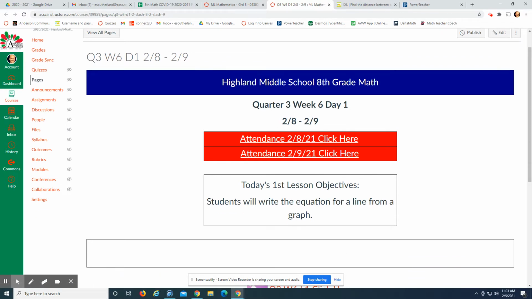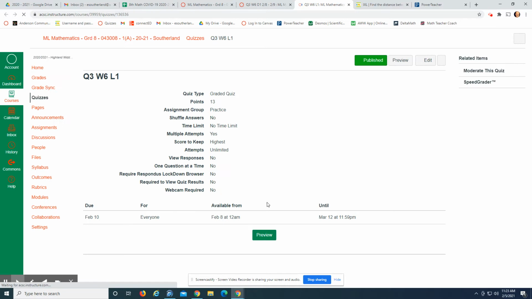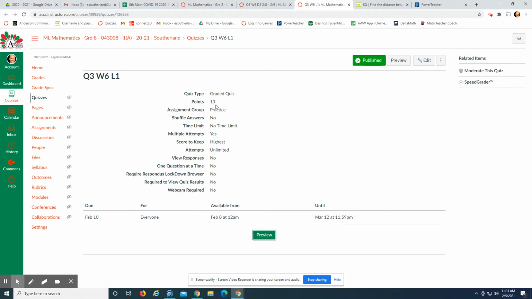Today's goal is students will write the equation for a line from an equation, or from a graph, I'm sorry. This video will be posted right here. We're going to click on the assignment. The assignment is 13 points, which usually means that it's 13 questions. We'll go ahead and get it started and take a look at it.